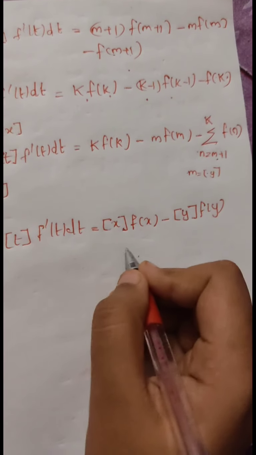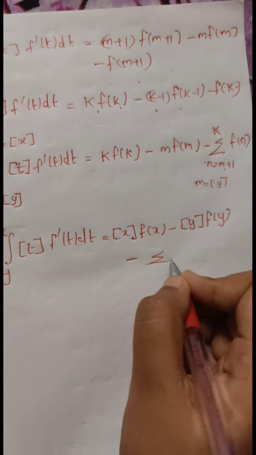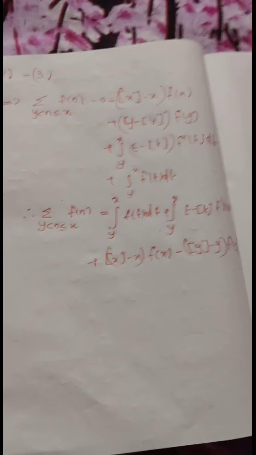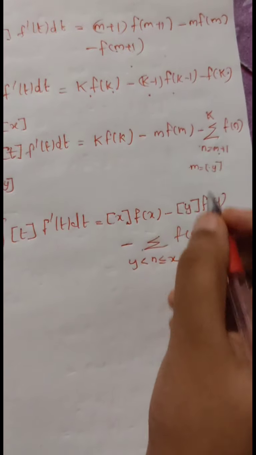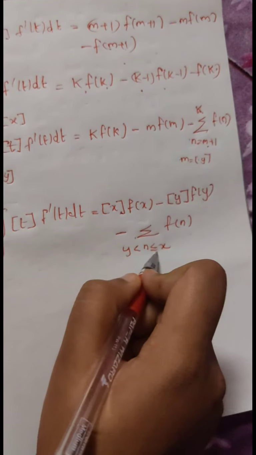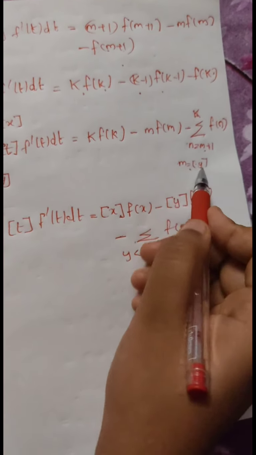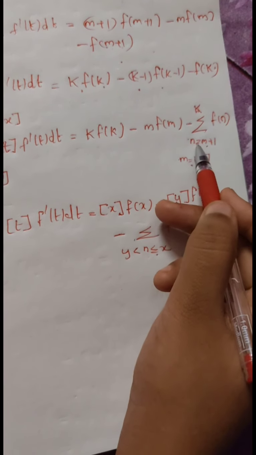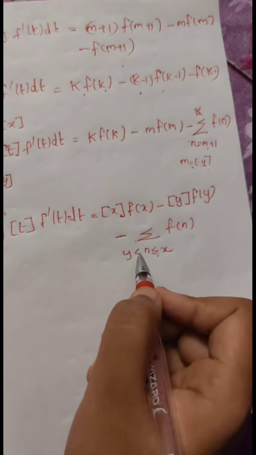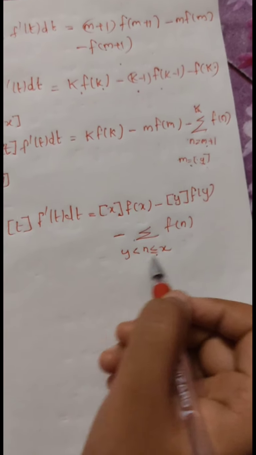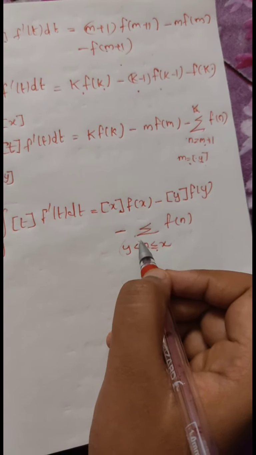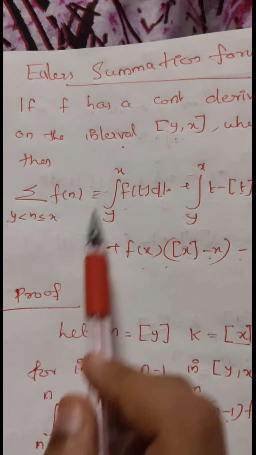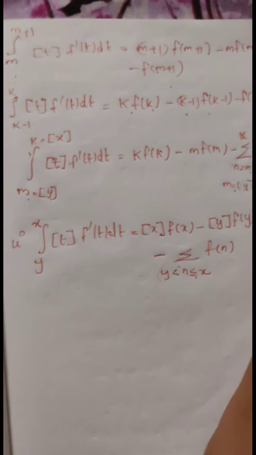This summation I can write as minus the summation y less than n less than or equal to x of f of n. It is very clear. k is the greatest integer less than or equal to x. m is the greatest integer less than or equal to y. But here we are taking from m plus 1, so y less than n less than or equal to x. What we needed is this value, isn't it? Euler summation formula is for this value, isn't it? So we need this value.